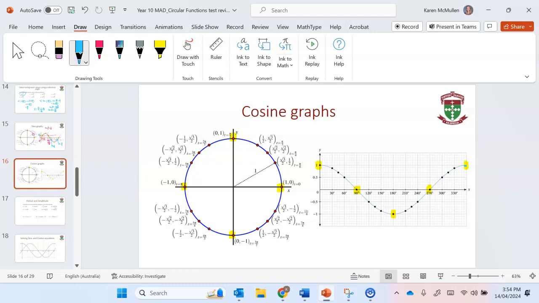So if we were to do 0.5 for this one, if we go across, and this is a cosine graph, you can see it hits there at 60, and if we keep going across, the other solution is here at 300. If we were doing negative 0.5, there's one solution at 120, and then 240.